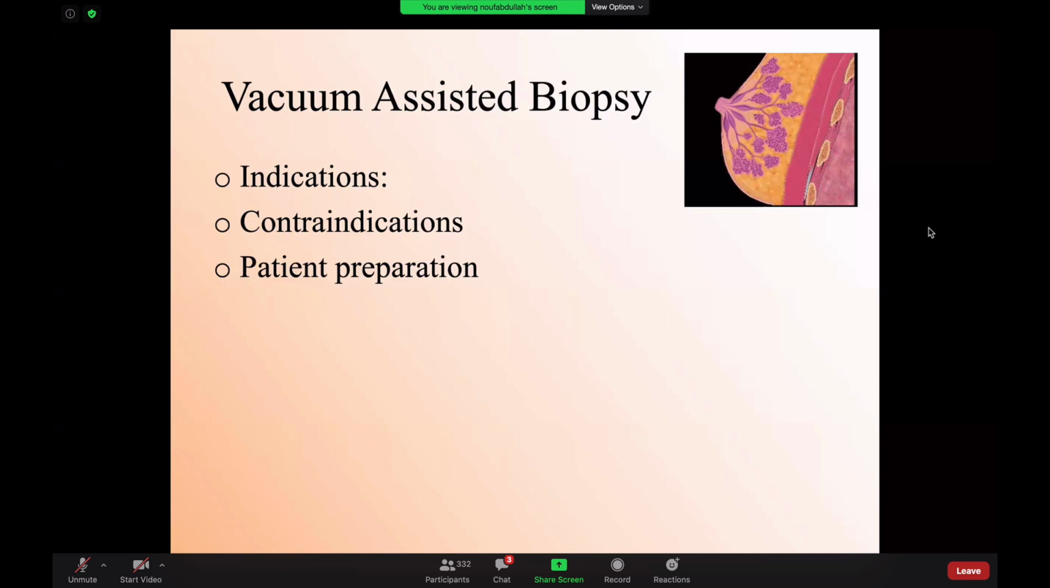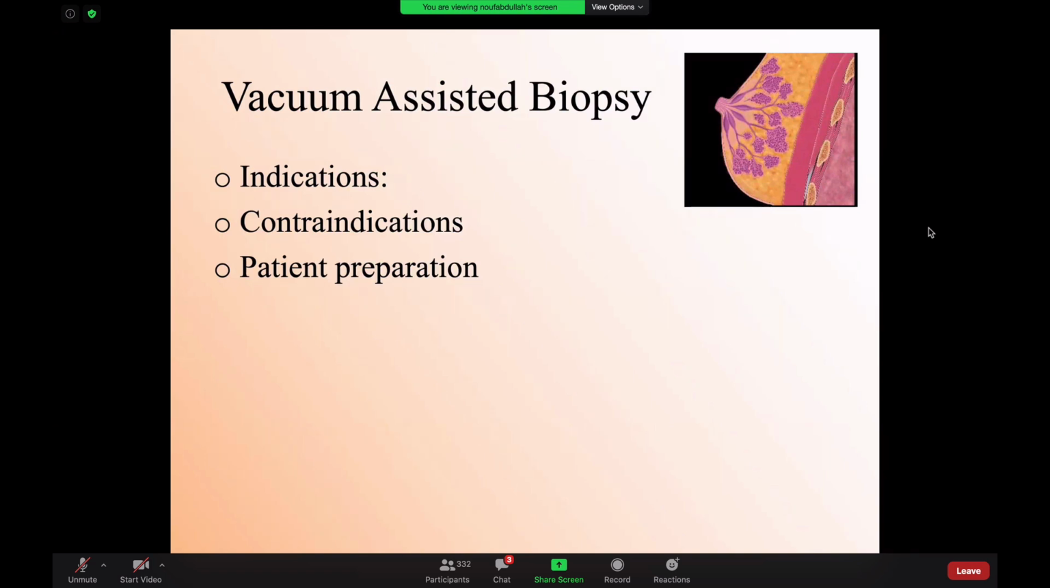What is the size available? It ranges between 7 and 12. Depending on the type of machine you're using, some have 7, some have 8, 9, 10, 11, and 12, usually a big size.